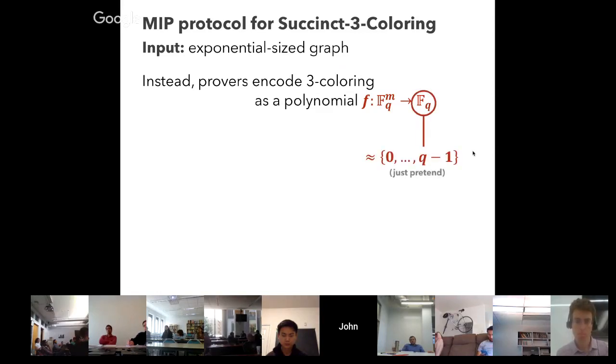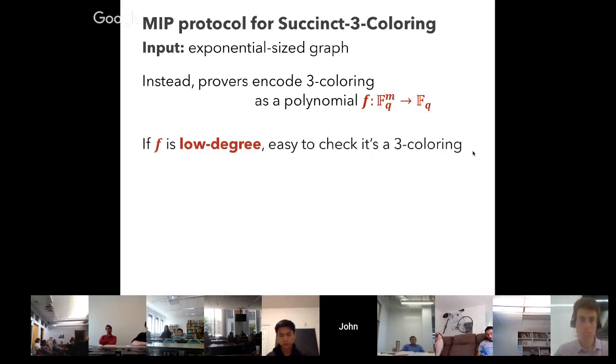And it operates over finite fields, F_q. If you're not comfortable with finite fields, just pretend it's the integers from 0 to q minus 1. That'll work for this talk. And this is going to be a multivariate polynomial, so it takes in m different inputs, and m here will just be a polynomial in n. Okay. So the key thing that you want is the following. When you encode this polynomial correctly, it's going to be a low degree polynomial. And why do you want this?